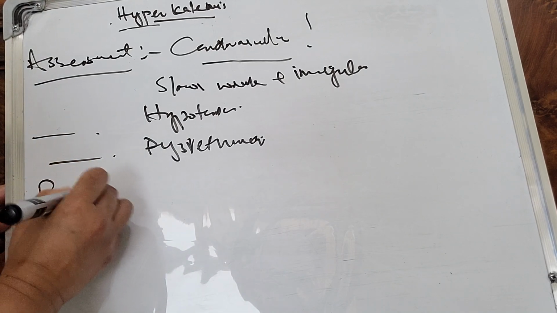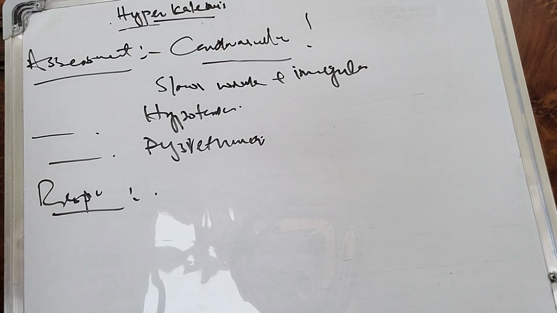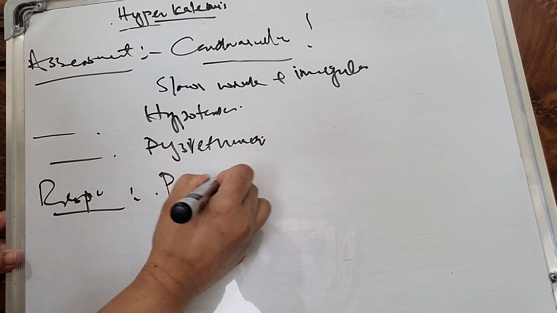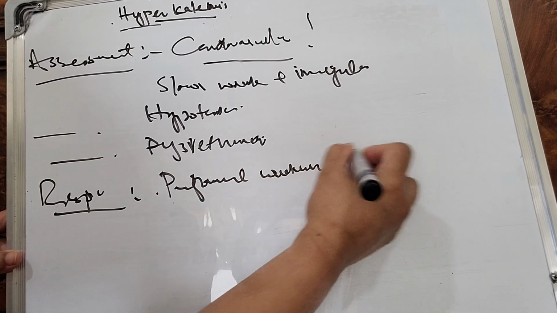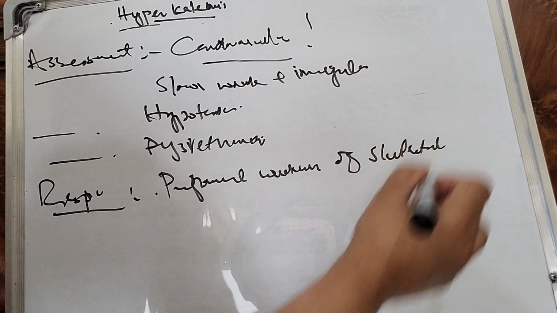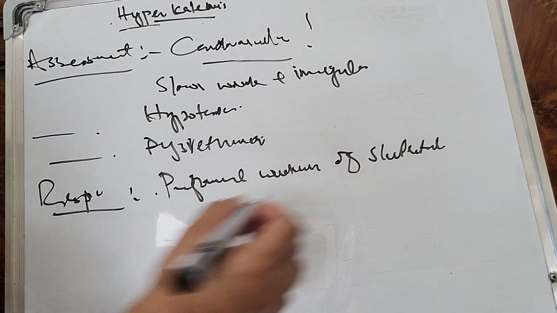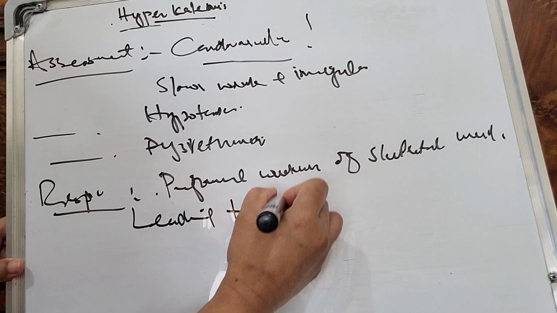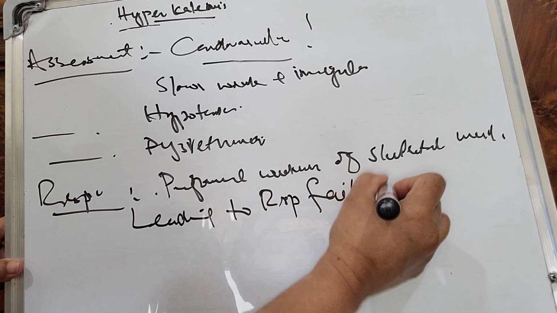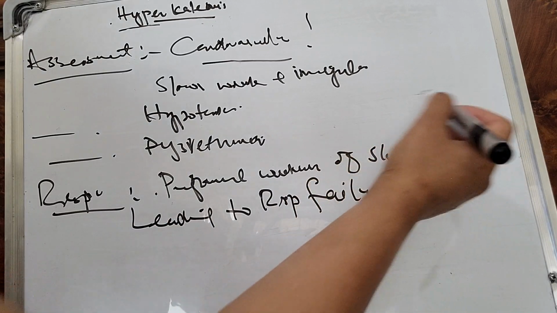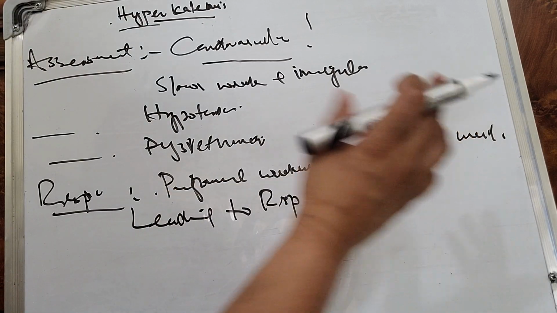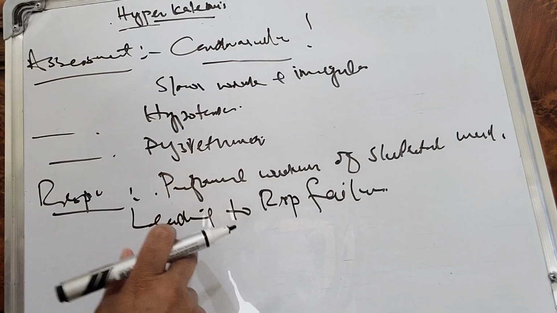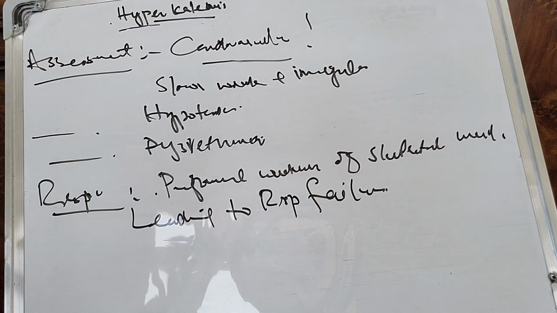Then the respiratory system. How is the respiratory system affected? Profound weakness of skeletal muscles leading to respiratory failure. The skeletal muscles of the respiratory system become profoundly weak, and due to this, it leads to respiratory failure.